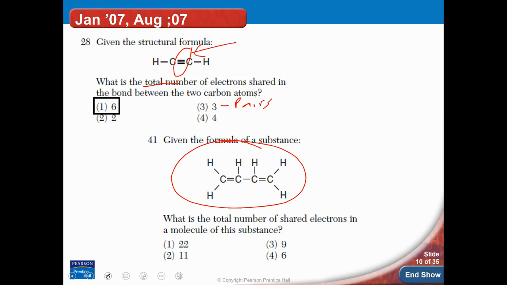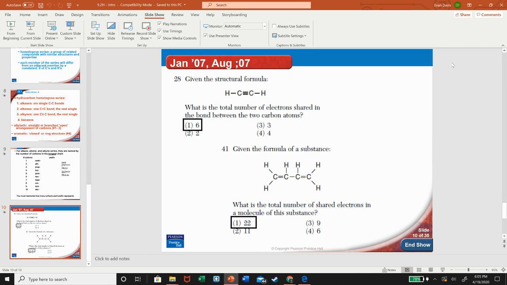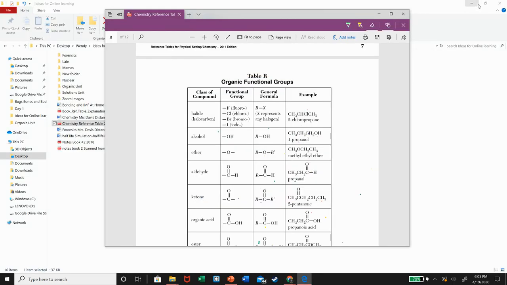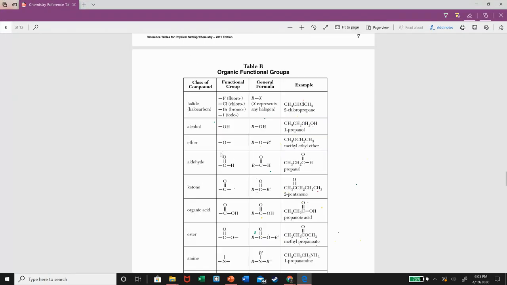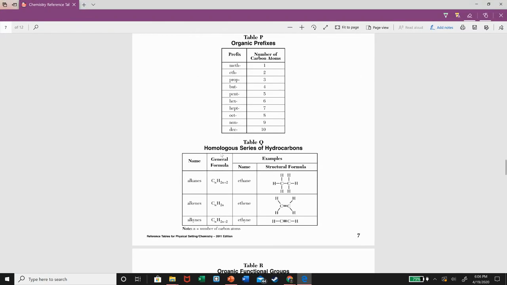Question 41 here is asking about the molecule. So I'm looking at all of those lines, and each represents two electrons. So there's a total of 22 electrons. Okay, so that wraps up our first section of hydrocarbon notes. And I am going to stop our video, and I will do that as soon as I go over really quickly table P and Q.